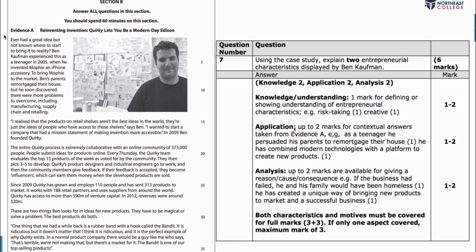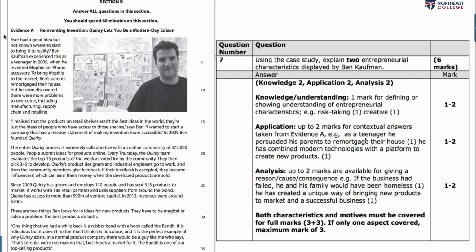All right. So application, which is the second one here. How do you now apply it to the context here? It says application, up to 2 marks for contextual answers taken from evidence A. Remember, this is evidence A. That's where we're actually talking about the characteristics of an entrepreneur. So 2 marks for this.